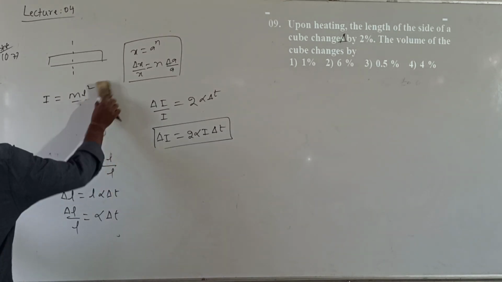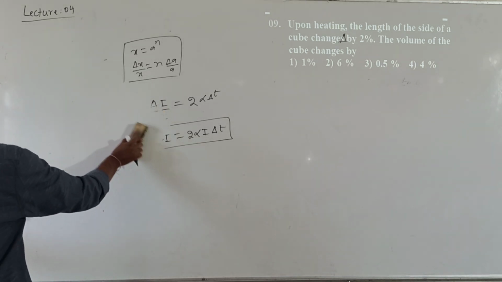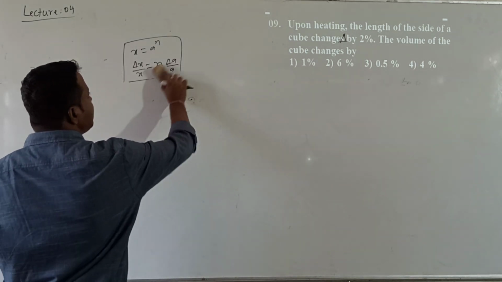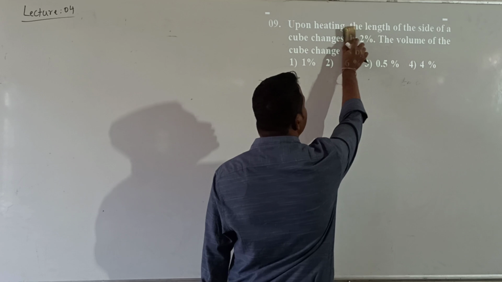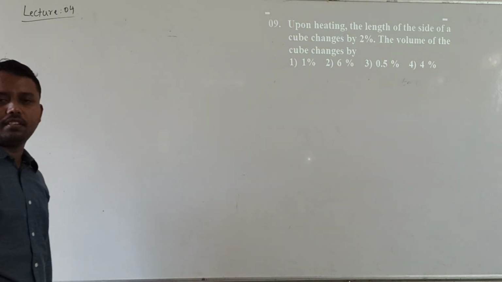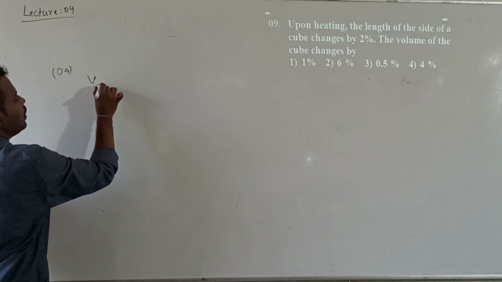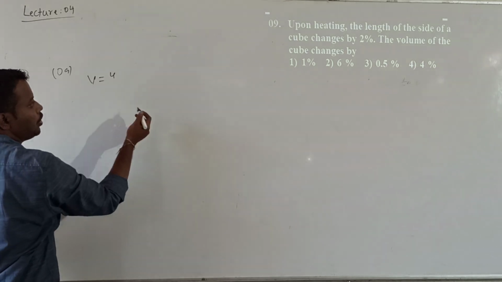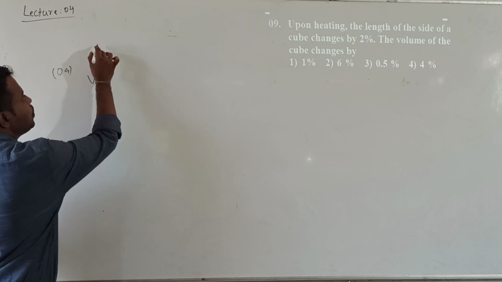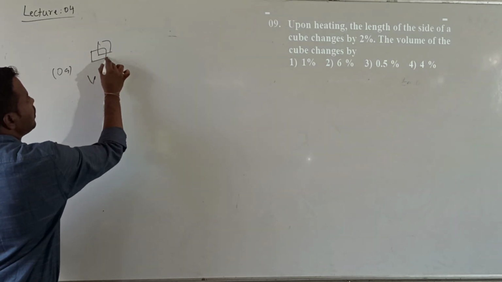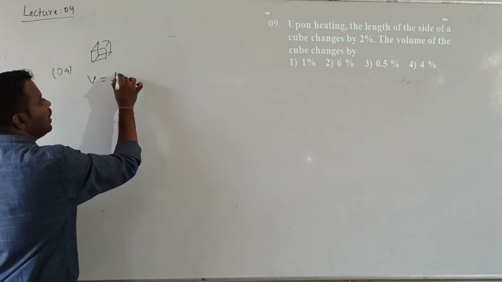Next, question number 9. The question is: upon heating, the length of a side of a cube changes by 2%, how much will the volume change? Simple question. So what is the formula for the volume of a cube? Volume of a sphere is 4 by 3 pi r cube. So the volume of a cube is given by the formula L cube.